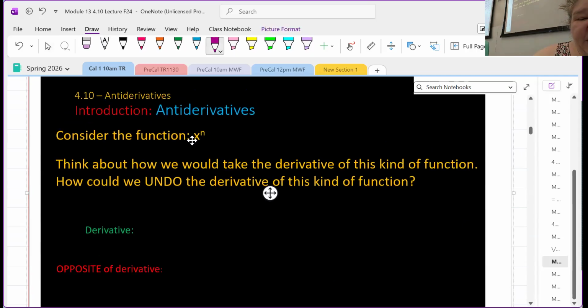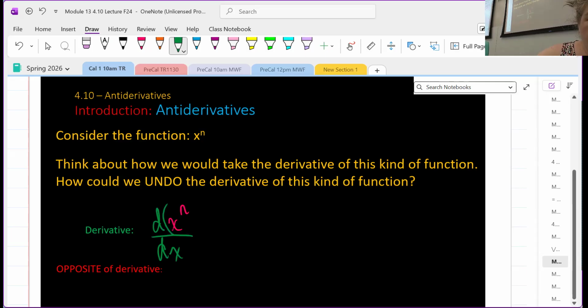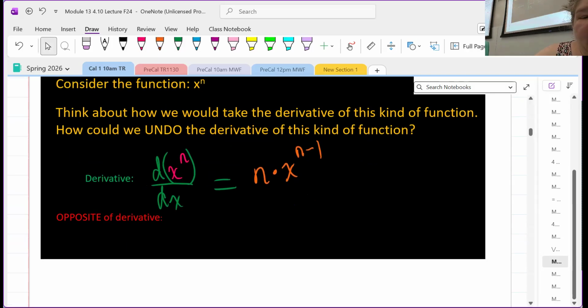So we're going to think about it in a general sense then. If I have x to the n, my derivative of x to the n is n times x to the n minus 1. So I brought the power down, so I'm multiplying by the power, and then I take one off the power. So now I want to undo those steps.